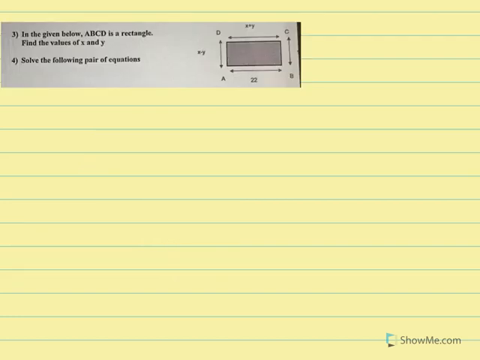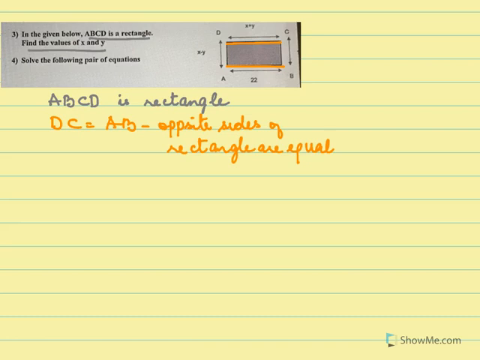In the given figure, ABCD is a rectangle. Find the values of x and y. So here we see ABCD is a rectangle. So let's write down ABCD is a rectangle, and we are going to use the properties of the rectangle. So for this, we could write DC equal to AB. And why is DC equal to AB? Opposite sides of a rectangle are equal. DC we know is x plus y, and AB is 22. So this is equation 1.